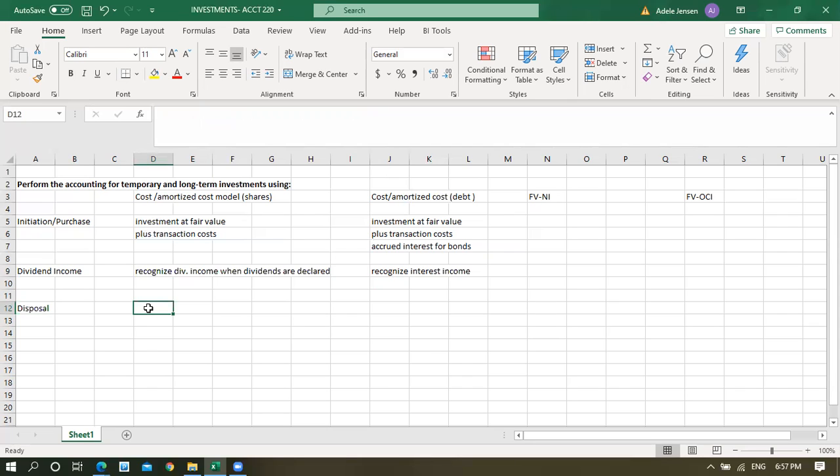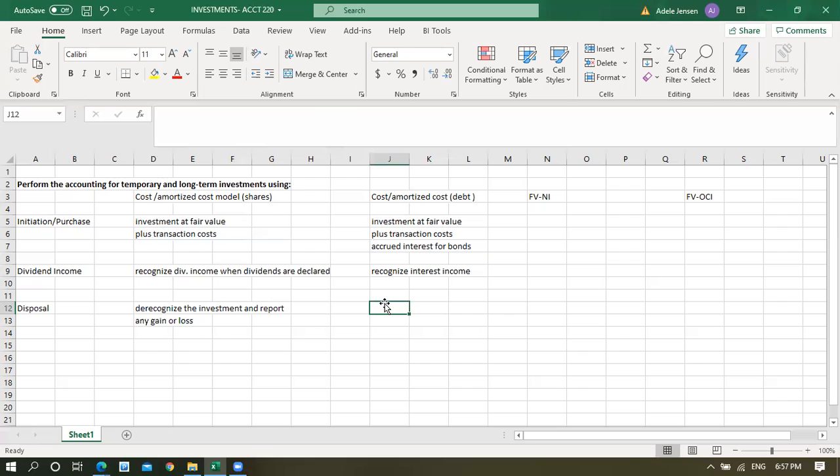So at disposal, we derecognize the investment and report any gain or loss at that time. So there we would be crediting the investment account to remove it. We would be debiting cash to increase the cash account as we are selling it. And then if it's a loss, we would debit the loss account. And if it's a gain, we would credit that gain account.